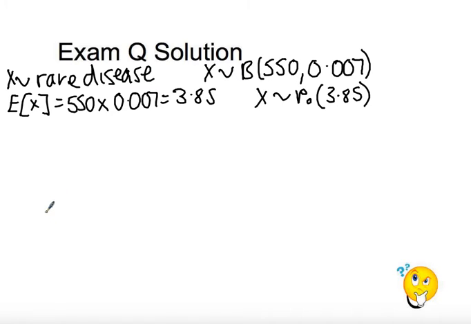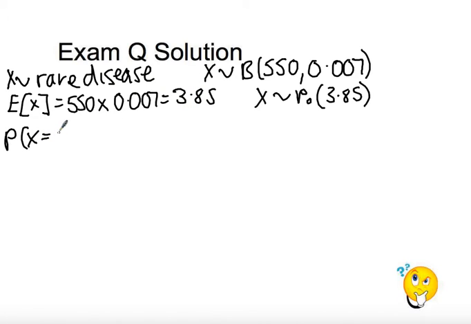Okay, so once you've done the first part, stating the distributions, you've got your first couple of marks. Now we can actually answer the question. First of all, we want the probability that there are exactly 4 people with this disease. So we're going to use the formula. We're actually going to have to use the formula all the way through this question because 3.85 you're not going to find in the tables.